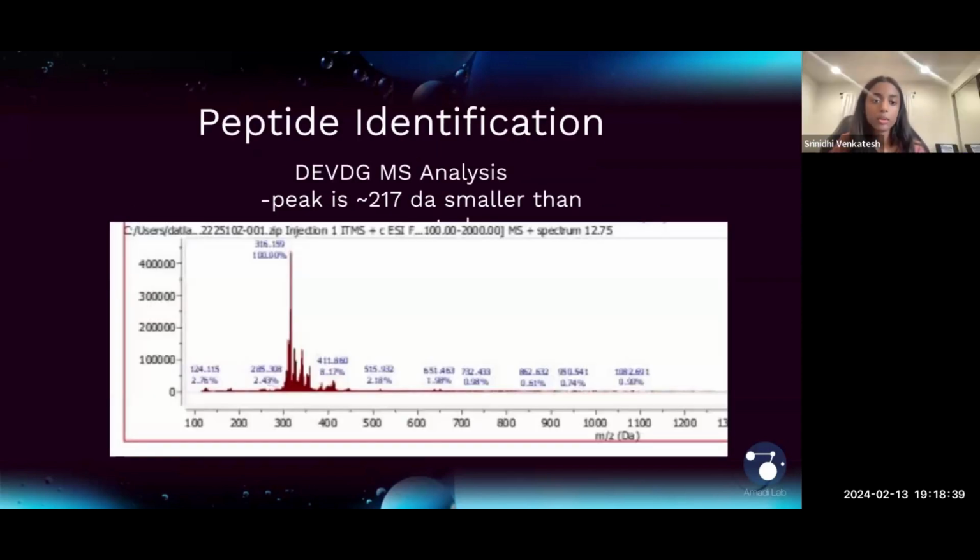And we use mass spectrometry to verify our peptides DEBDG and DEBDG squared. For DEBDG, we found a peak that is approximately 217 Daltons smaller than expected, which is around 1 to 2 amino acids that could have been cut off somehow during peptide synthesis.